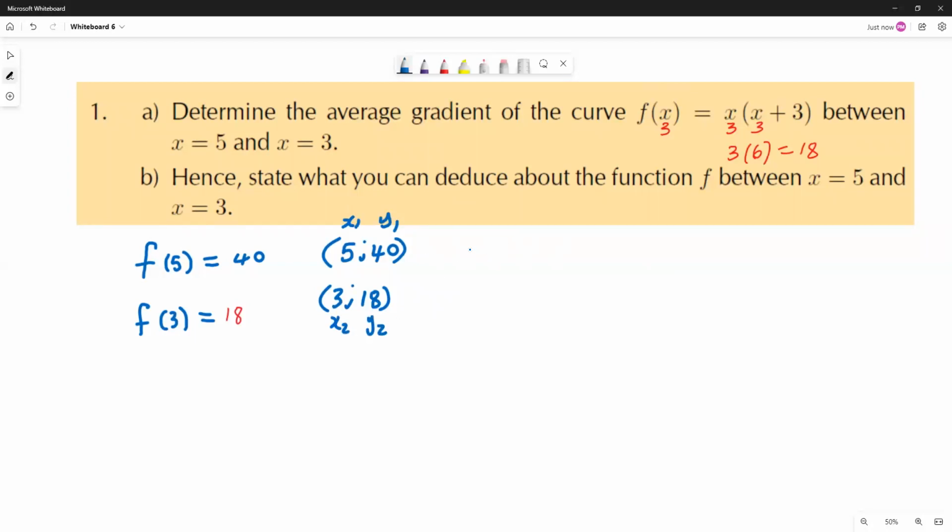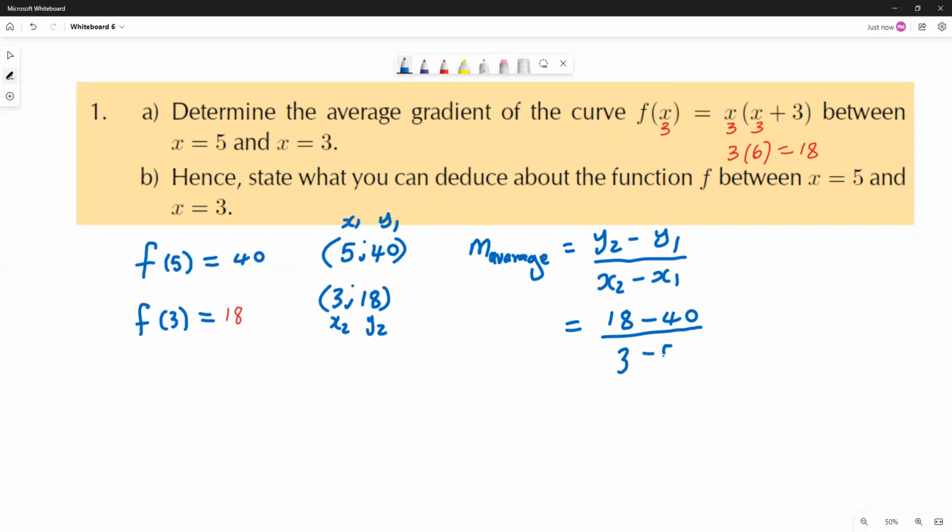Then now I can get the average gradient. M average, in this case, is equal to y2 minus y1. Remember, y always at the top. If you started with y2, you must start with x2 at the bottom, then x1. Now let's substitute. Y2 is 18 minus 40, all over X2, which is 3, minus 5.